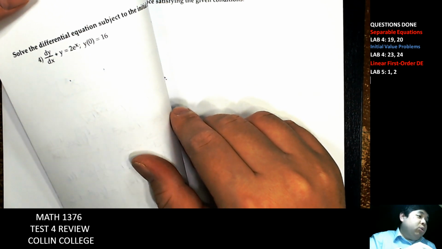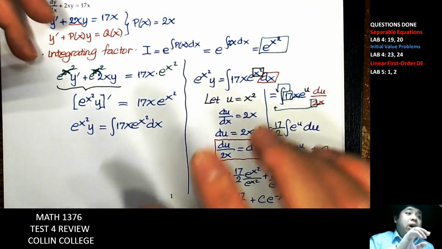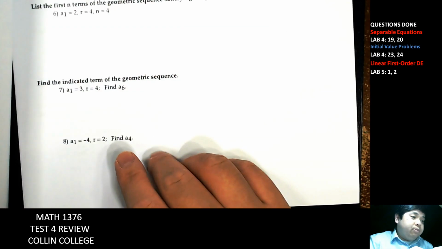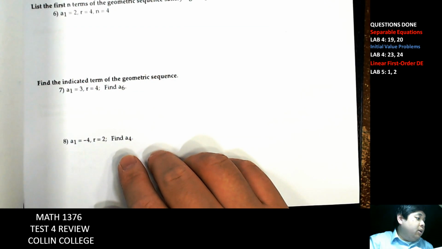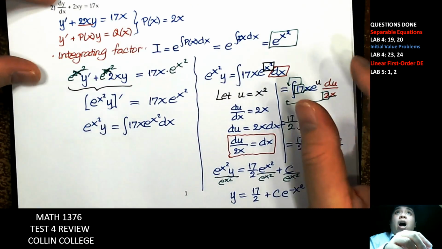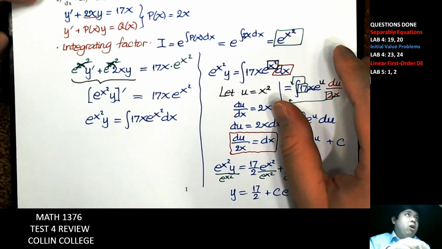I think we did number 3 in class, so we're not going to do that again. We'll go to 4 and potentially 5. Those will be the initial value problems.